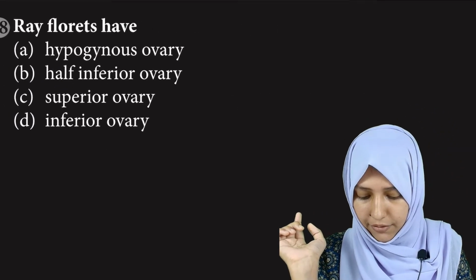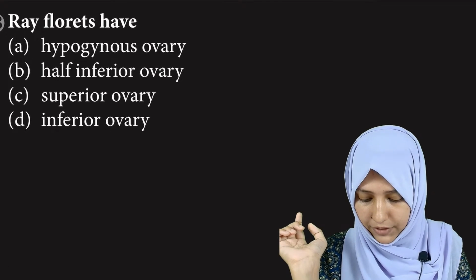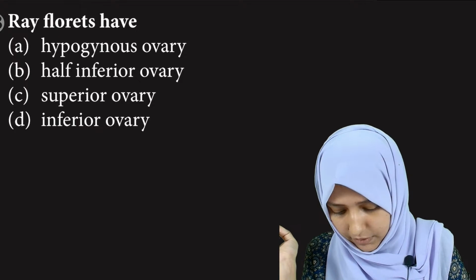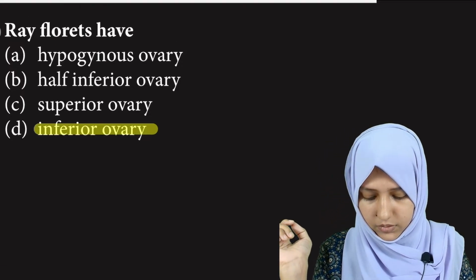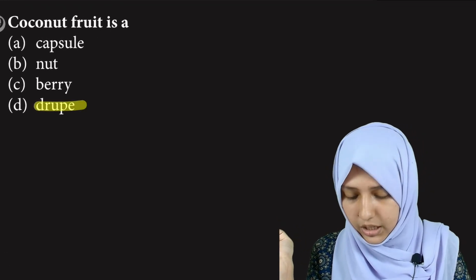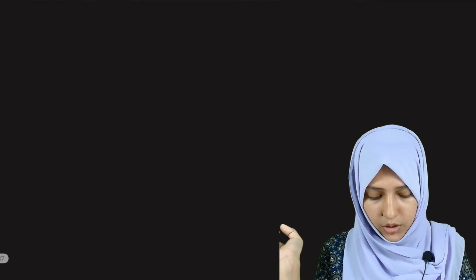Next question, the ray florets have. Ray florets will be having inferior ovary. Clear? Ray florets of sunflower. Now coconut fruit is again a drupe. Coconut fruit is a drupe.